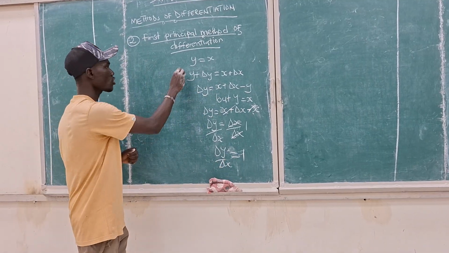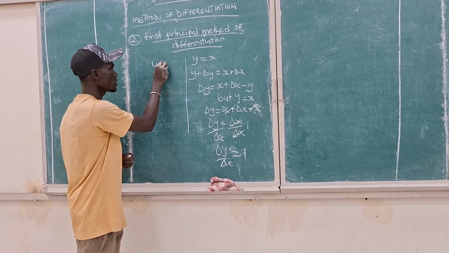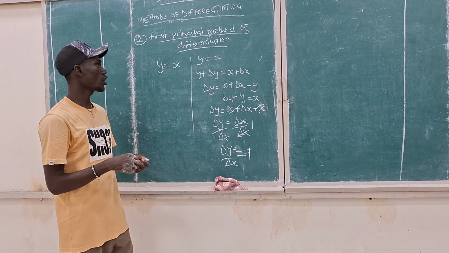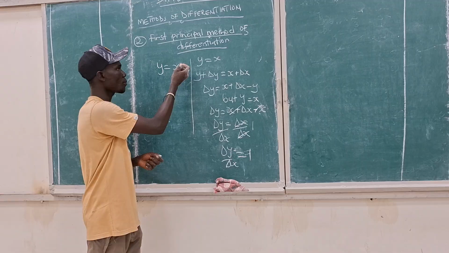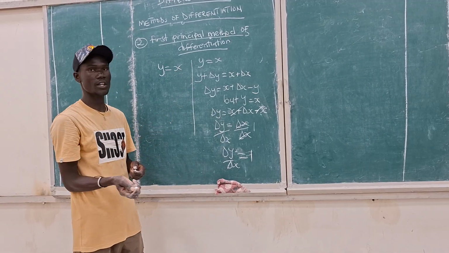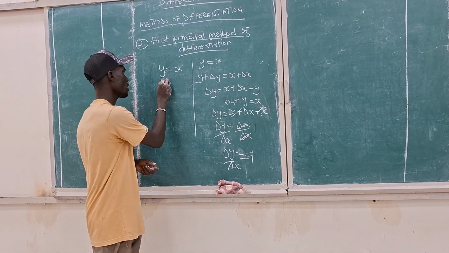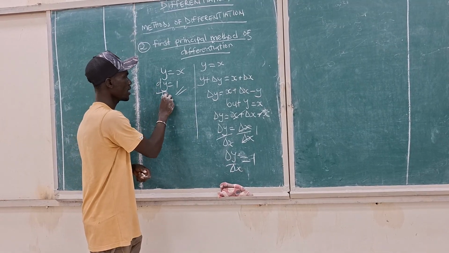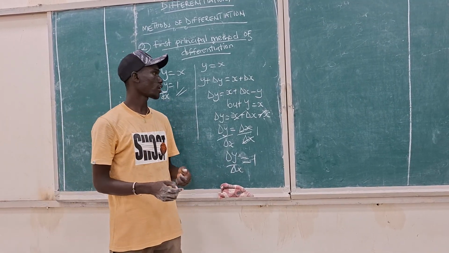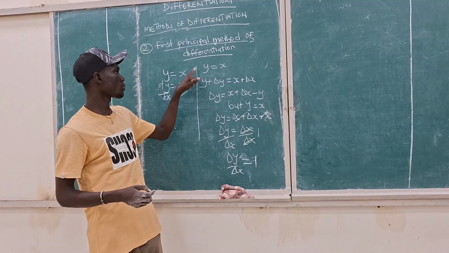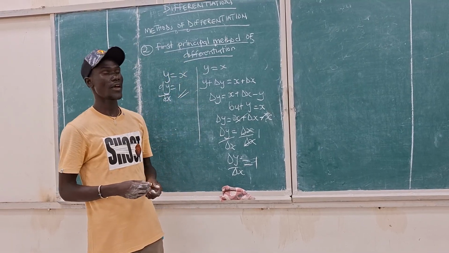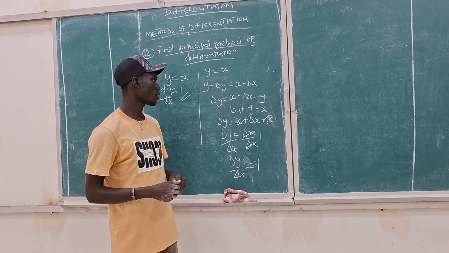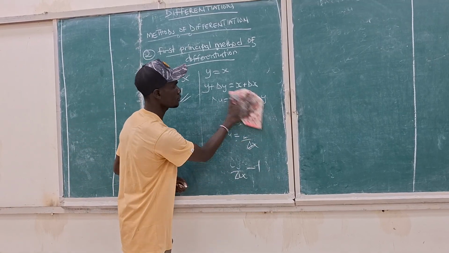Let's prove using the general method of differentiation. We say y is equal to x. Using the general method of differentiation, you differentiate immediately. Here x is raised to the power of 1, so it becomes x to the power of 0, and any number raised to the power of 0 is 1. Therefore, dy over dx will be equal to 1. And that is the relationship between the first principle method and the general method of differentiation. Let's look at one more example.